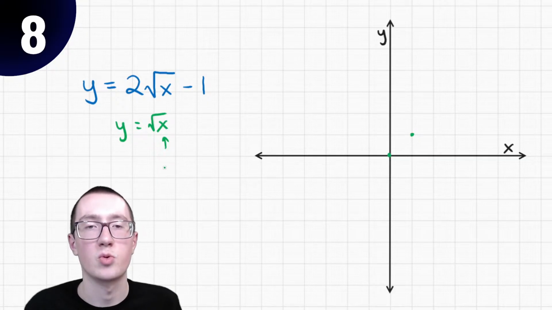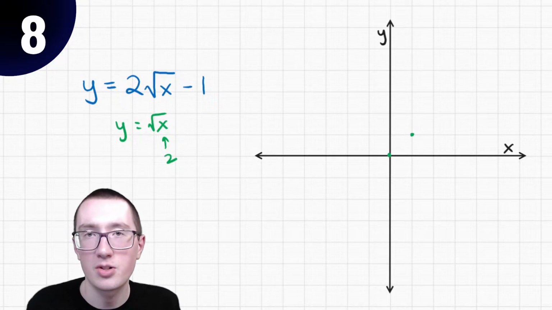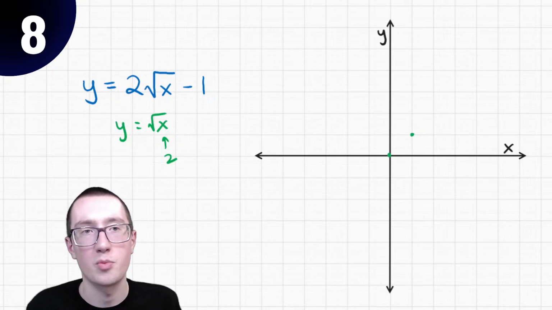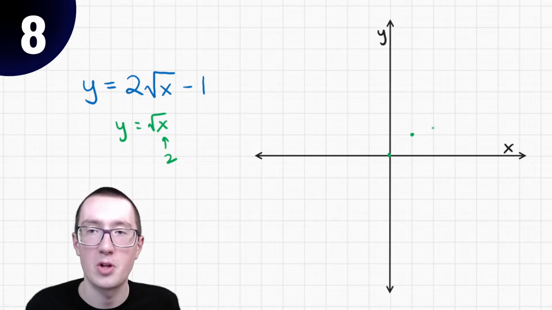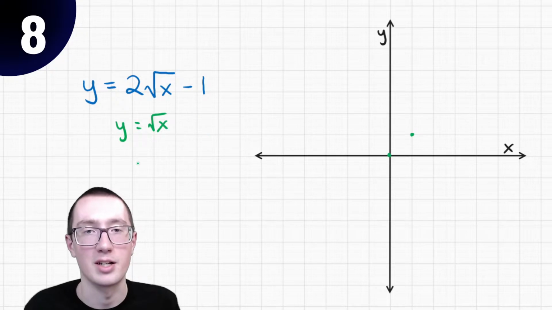Now, what's the next number we're going to test for x? Well, we could plug in 2, but then we get the square root of 2. You could put that in your calculator. I think it's like 1.41 or something. You would plot a point like right here. But I don't want to do that. I don't want to deal with fractions and stuff because that's just estimating.